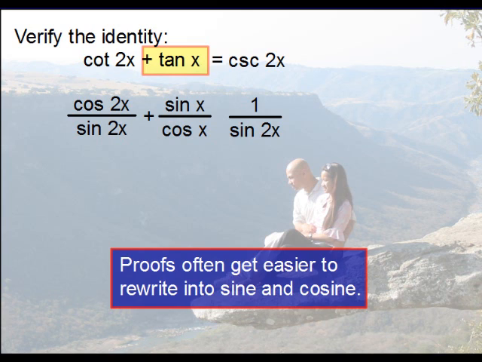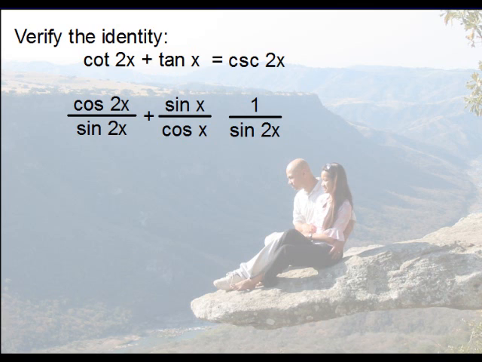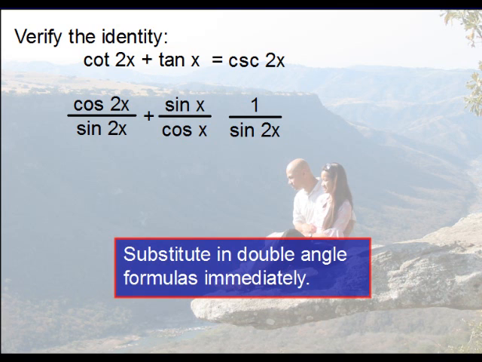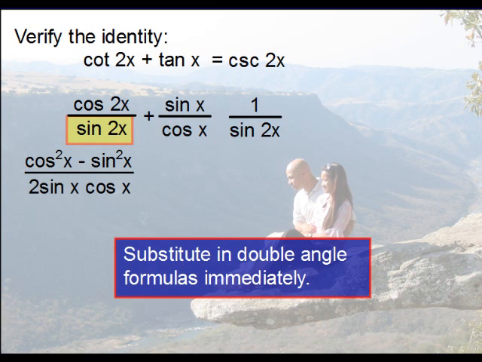You might notice that we have a mixture of angles. We have a double angle and we have a single angle. Whenever you have this kind of situation, you will want to immediately introduce all those double angle formulas, so that we can have everything in terms of the same kind of angle, which is a single angle. The cosine of 2x is cosine squared minus sine squared, and the sine of 2x is 2 times the sine times the cosine.